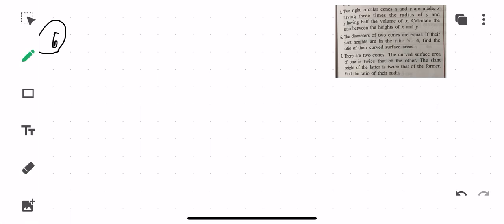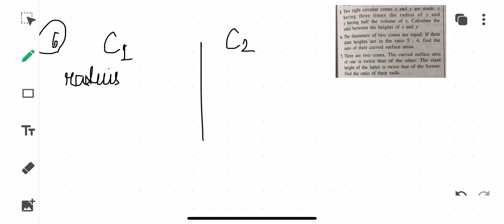Okay, so basically what do you have to do here, children, in this particular question? See, the radius of both of them has been given as equal because the diameter is equal. So suppose here we are talking about cone 1 and here we are talking about cone 2. So radius for both of them is equal to r. Here also radius is equal to r. If their slant heights are in the ratio 5:4, means what? Suppose we are taking the common multiple as x, the first is 5x and here you will be taking 4x.